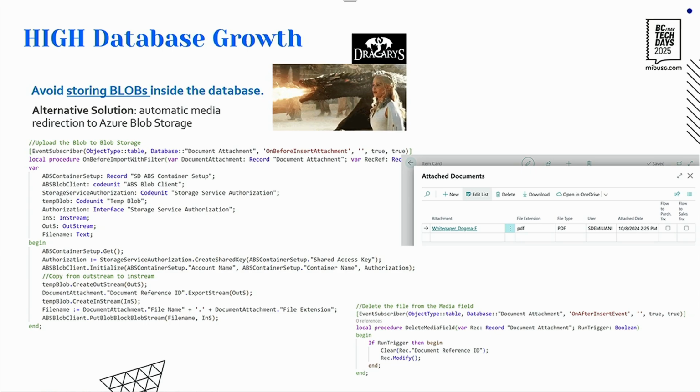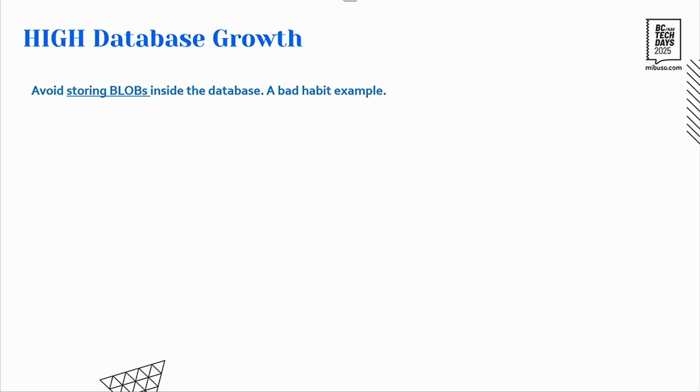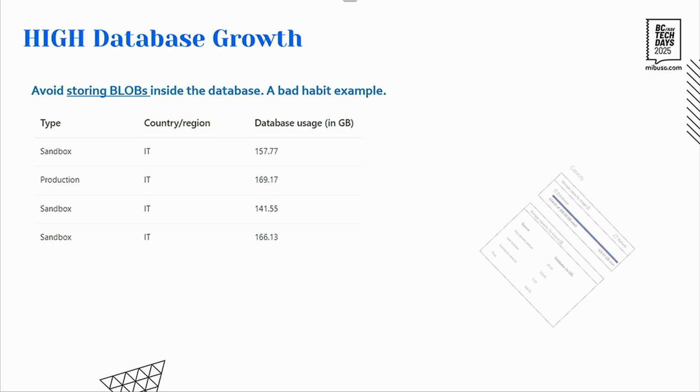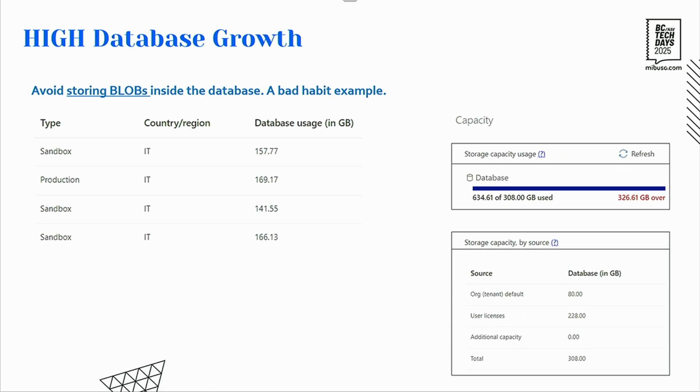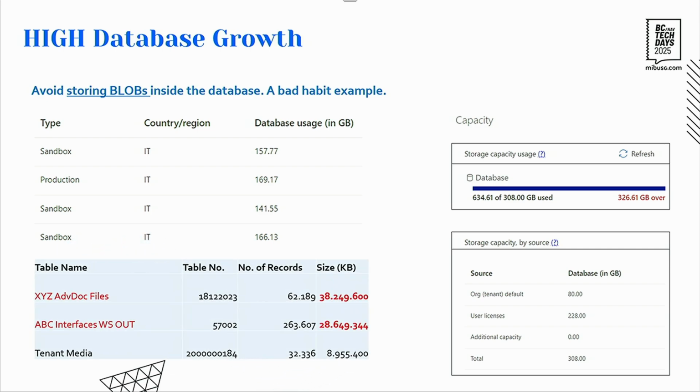So your user can also upload 1 terabyte of PDFs or other stuff, and these are not saved into your Business Central database. Yes, that's a bad habit example. If you want to see it, this is a live example. You might think that this one is going out of storage, and you know why? Because they are storing this kind of PDF file inside the database. It is a bad habit, a bad habit that you most probably inherit from NAV.